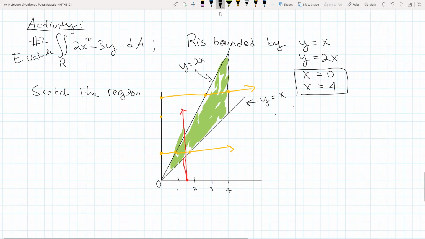So saya punya integration should be integrate from 0 to 4, and then integrate from Y equals to X, and then Y equals to 2X on the upper boundaries. Okay, and then 2X squared minus 3Y dy dx. Okay. Boleh ni ke? Boleh faham ke?